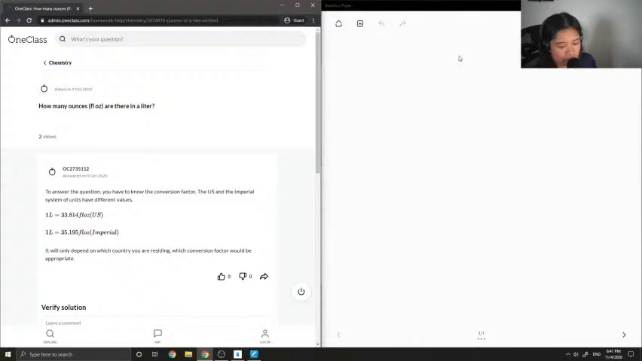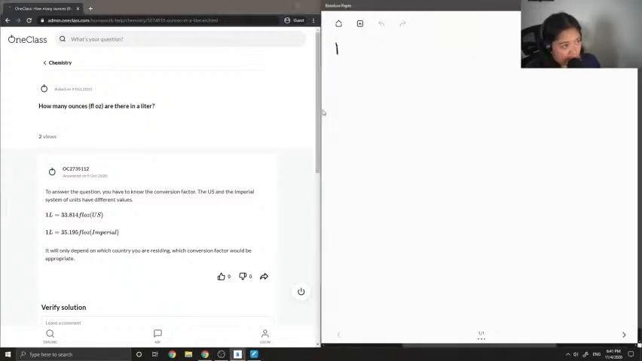All right, so the first question asks, how many ounces are there in a liter? Okay, so to answer questions like this, we simply just need to know how many ounces there are in a liter. So there are actually 33.8 ounces in 1 liter. Yeah, that's all that there is to it.